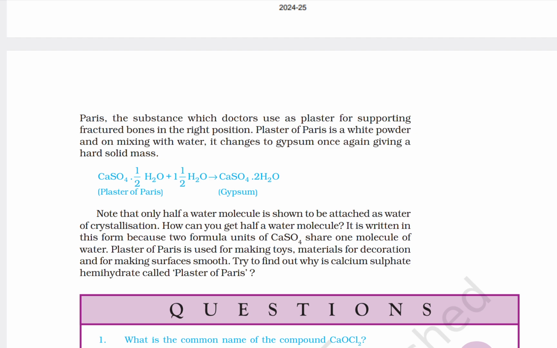It is a white powder, and on mixing with water it changes to gypsum once again, giving a hard solid mass. The formula is given: CaSO4·½H2O reacting with 1.5 H2O again gives CaSO4·2H2O, which is known as gypsum. So that is plaster of Paris reacting with water. Half a water molecule is shown attached as water of crystallization. How to get this half molecule, we need to observe.